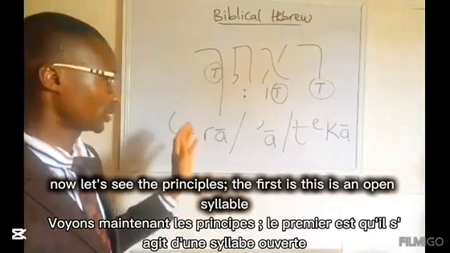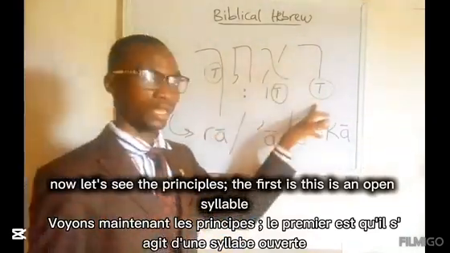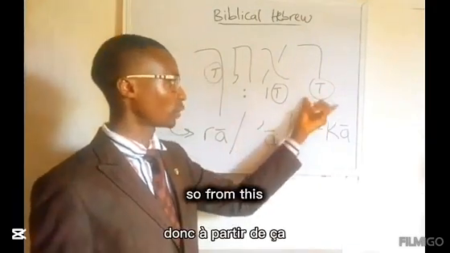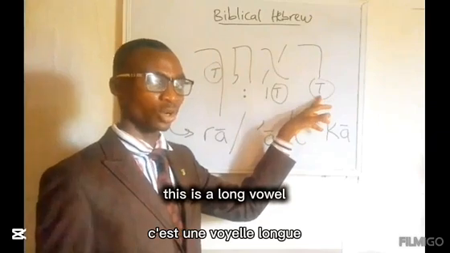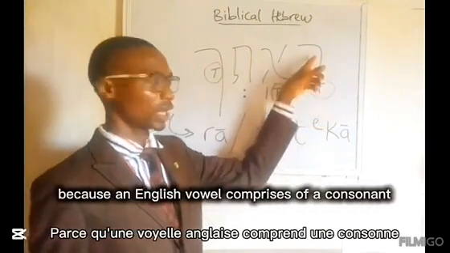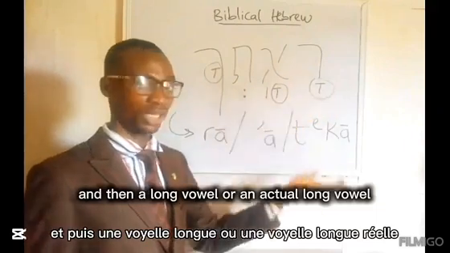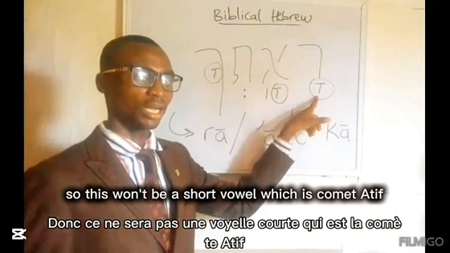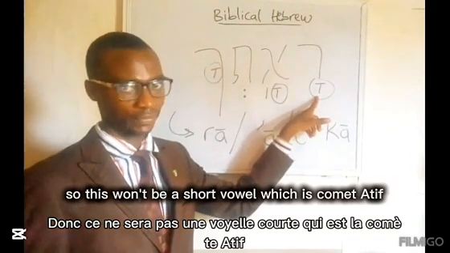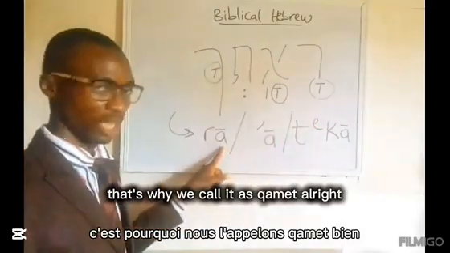Now let's see the principles. The first is this is an open syllable, so this is a long vowel, because an open syllable comprises a consonant and then a long vowel or a natural long vowel. So this won't be a short vowel, which is Qamet-hatuf, but it is a long vowel as Qamet.